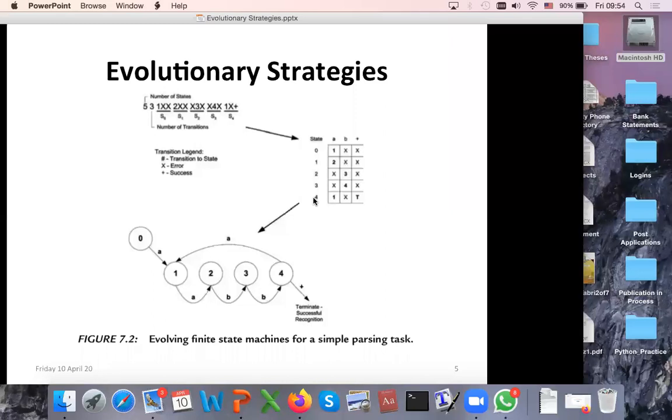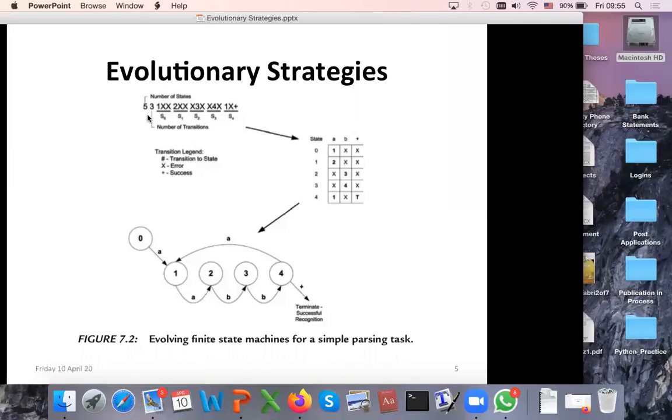From state 4, we can take A and we can reach 1. From state 4, we can take B and we reach nothing. Nothing means an error, there is no transition. And from state 4, we can take plus, and then we will reach the termination condition. We can again draw a circle over this and make a state, but it is mentioned that in this representation, we are considering only 5 states, not more than that.